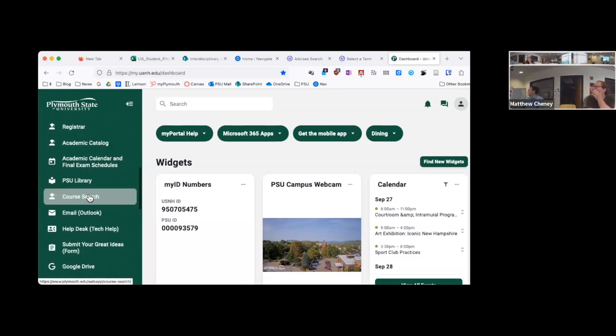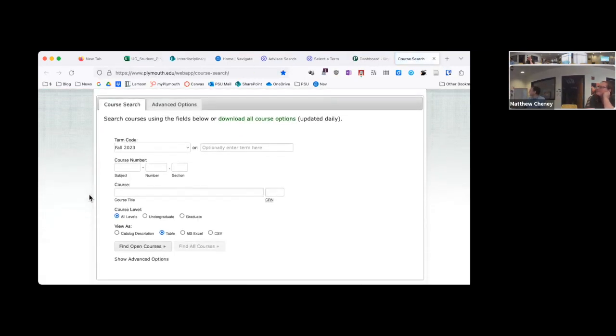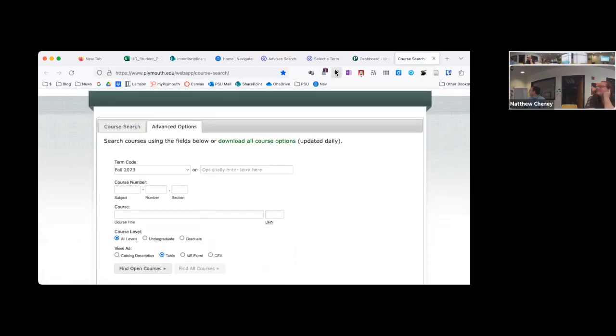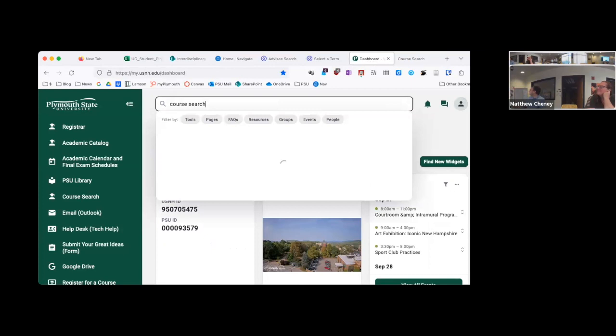This is the classic course search. There are a few different ways to search for courses. I like the classic one. Just click on that so you can see what it is, because under advanced options, it has all sorts of stuff. And that's what you get if you search up top for course search. It does go to that one.